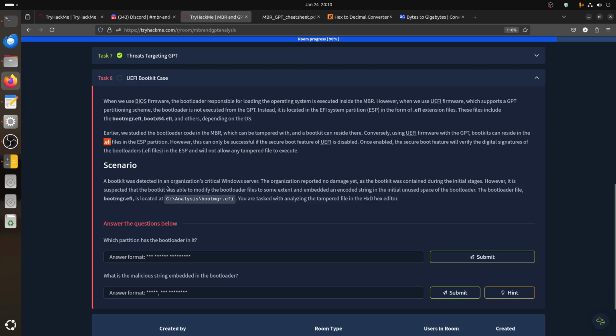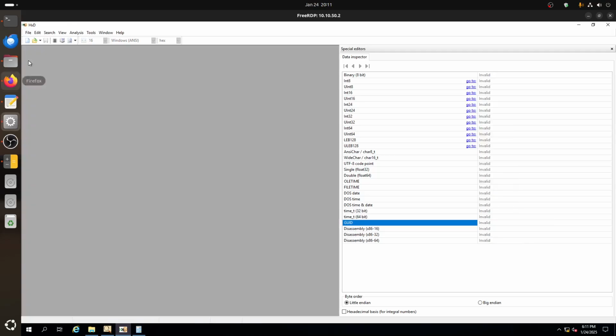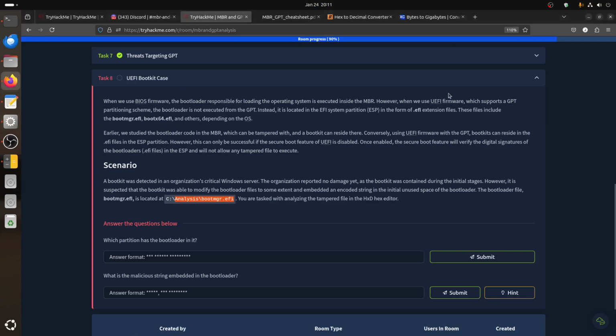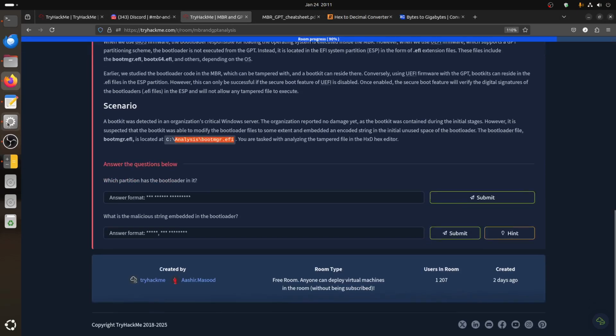A bootkit was detected in an organization's critical Windows server. The organization reported no damage yet, as the bootkit was contained. So they give us this. Let's go there. Let's close this so the machine doesn't go down. Let's check the time first before we jump. Okay, we still have time.